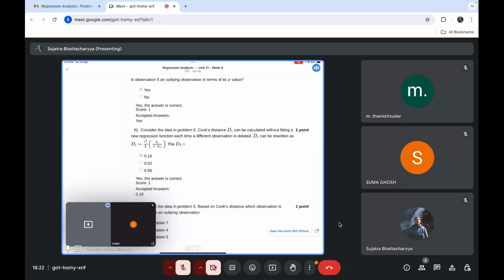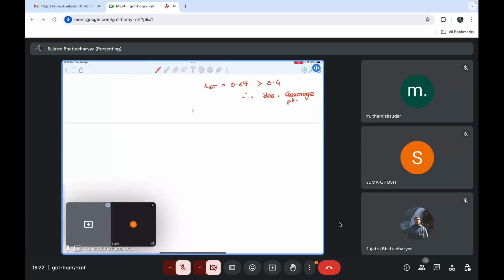Now the sixth one: consider the data in problem 5, the same data, and Cook's distance Di can be calculated without fitting a new regression function each time a different observation is deleted. This is the definition of Cook's distance we have discussed in detail in the last lecture. Di can be rewritten as this, and they are asking you to calculate D7. Let's go ahead. I will write this formula and let's see what D7 is. It's a simple formula-based question, that's all.